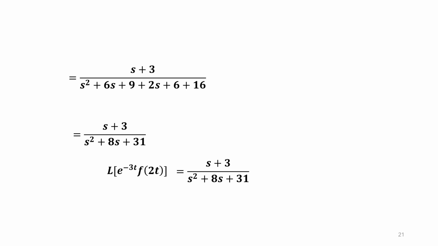So we have used two properties till now. One is change of scale, the other one is the first shifting theorem. Change of scale is applied when t is replaced by at. If L of f of t is known, we can calculate L of f of at. Here, if L of e raised to minus 3t into f of t is given, then we have to apply the first shifting theorem, or whenever the function is multiplied by e raised to, apply the first shifting theorem.